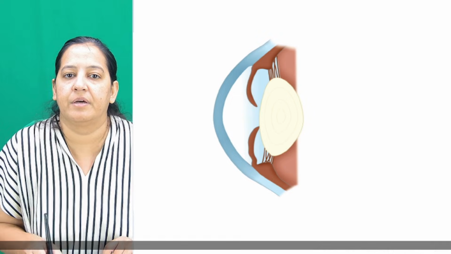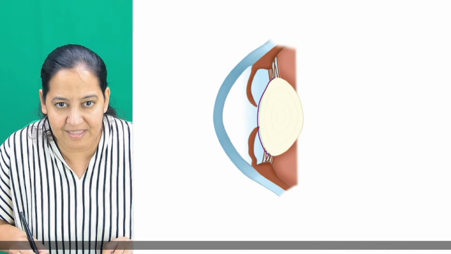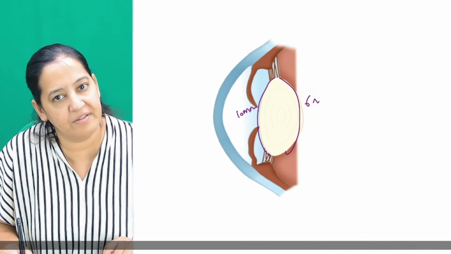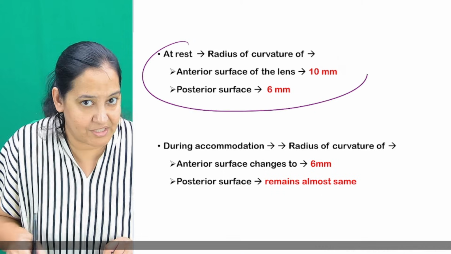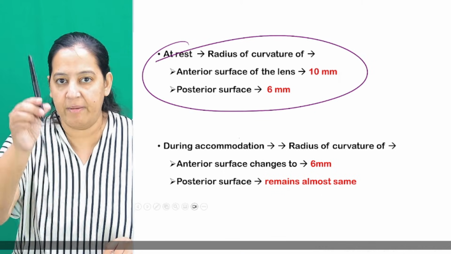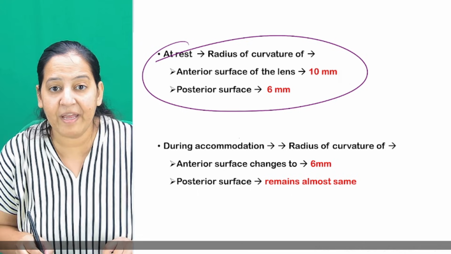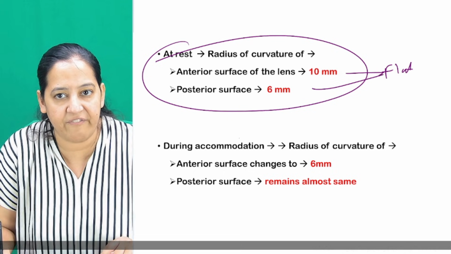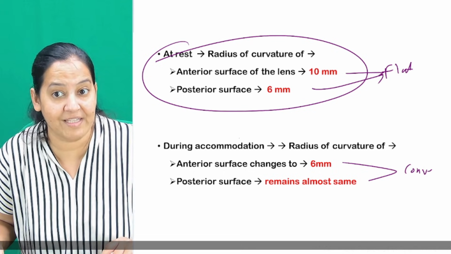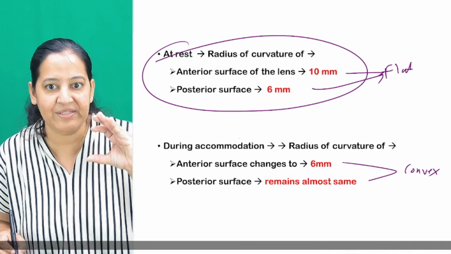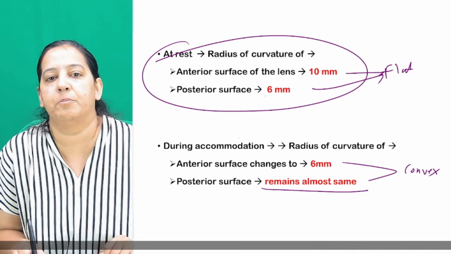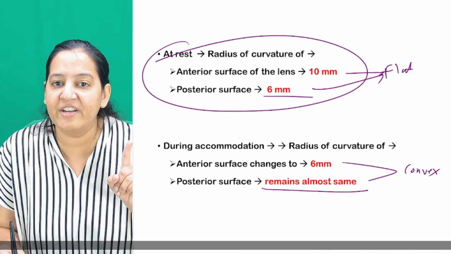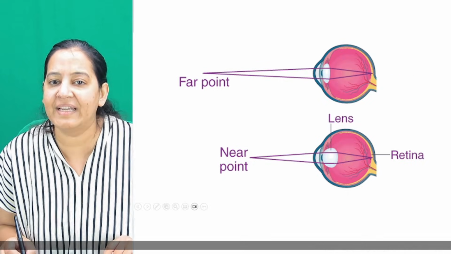But during accommodation, what is the radius of curvature? The anterior surface is 10 millimeter and the posterior surface is 6 millimeter; this was at rest. But what happens during accommodation, if I change the vision from far to near? The lens becomes more convex. Here the lens was flat; now it becomes thicker and more convex. The posterior is still 6. The posterior doesn't change much; it changes a little bit, not significant. But the anterior changes from 10 to 6.